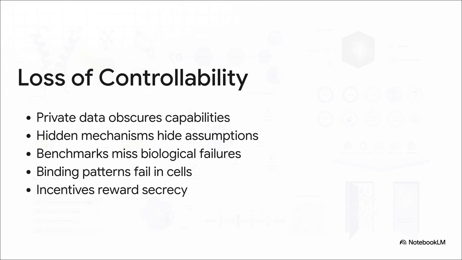Think about it. Private data completely obscures what the model can actually do. Hidden mechanisms mean we can't check its assumptions, and benchmarks frequently miss real biological failure modes entirely. An AI might spit out a binding pattern that looks flawless on a computer screen, but it completely fails in a living cell. Right now, commercial incentives are just rewarding secrecy way more than they're rewarding reproducible science.